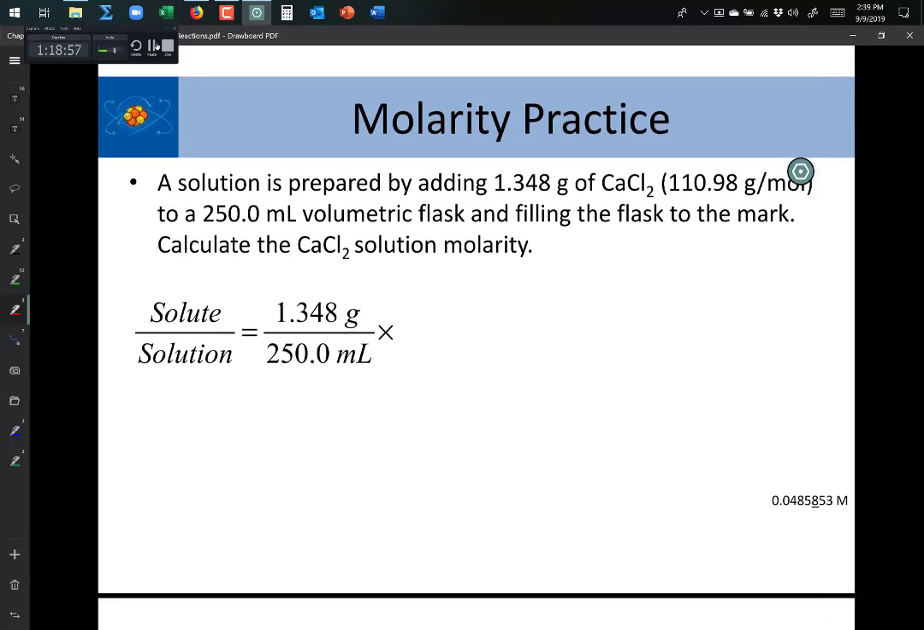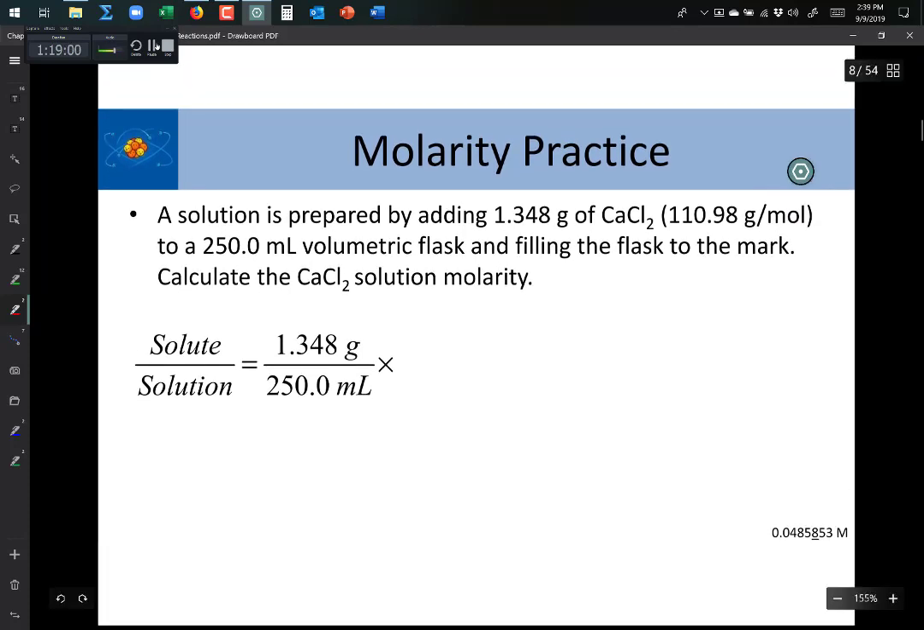And I started you out here. It says, a solution is prepared by adding 1.38 grams of calcium chloride to a 250 milliliter volumetric flask, and filling the flask to the mark. Calculate the calcium chloride molarity. So when you're doing molarity, it's solute over solution. What I did is I put the solute, the 1.38 grams, at the top, and at the bottom, I put the solution.